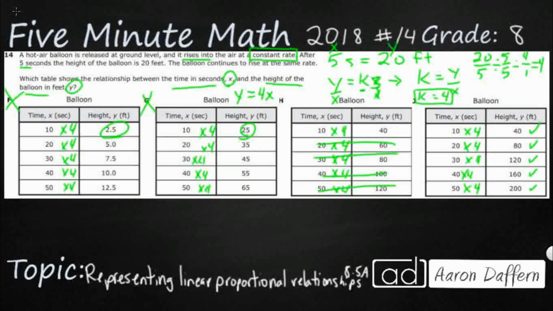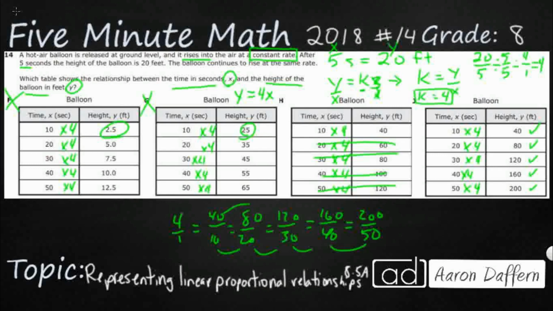So honestly, what we just set up is a whole bunch of equivalent fractions. Since we're using the same proportion here, right, we can say 4 over 1 equals 40 over 10 equals 80 over 20 equals 120 over 30 equals 160 over 40 equals 200 over 50. That's how you can read it, and you see the pattern here. We're going up by 10s and going up by 40s, which reduces to 4, so our answer here is J.